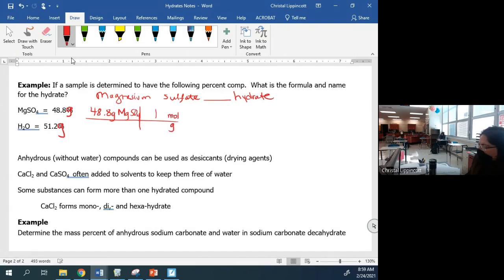This is 1 gram. I get this value off the periodic table for magnesium and for the sulfate. So magnesium is 24.3. I've got a sulfur, which is 32.1, and 4 oxygens. So that's 120.4 grams for every 1 mole.